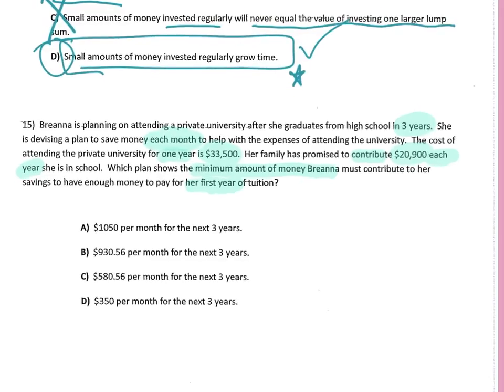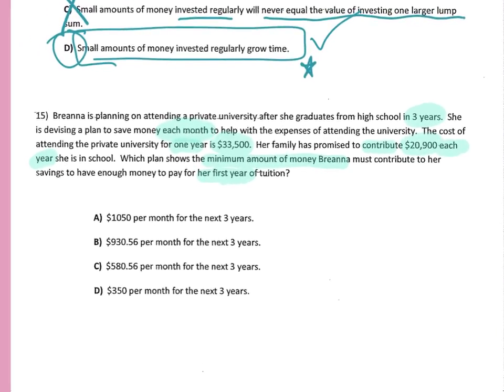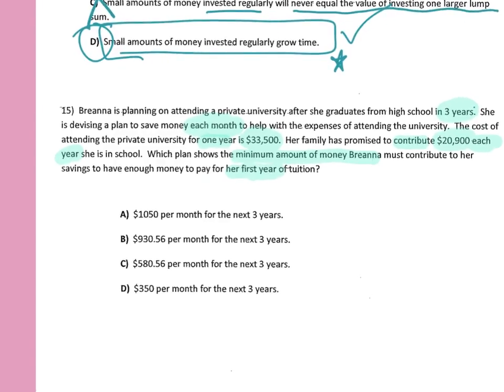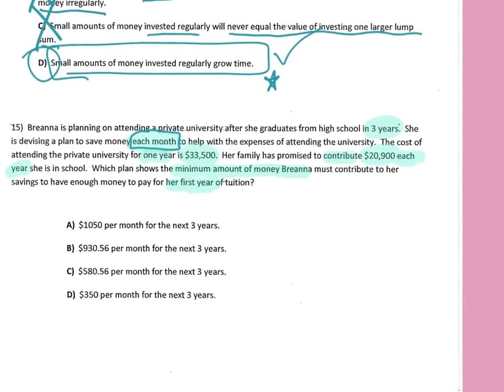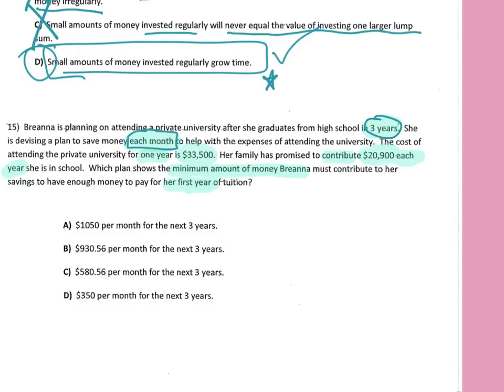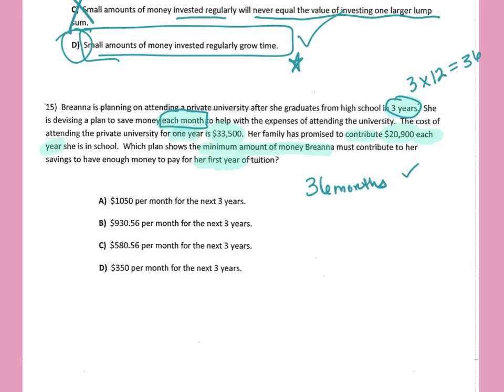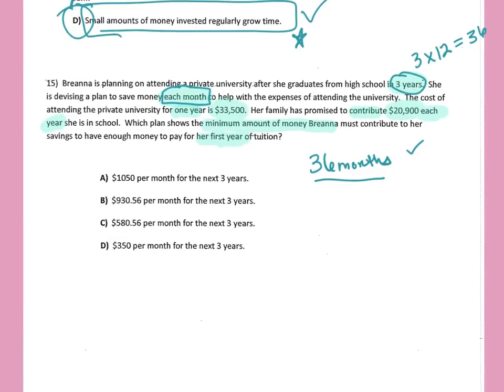So first thing, she's going to graduate in 3 years, okay? But it's asking how much she can contribute each month. How much can she pay each month or save each month? So first things first, turn that 3 years into months, since that's really what we're looking at. So multiply that 3 times 12. So she's got 36 months to save this money, okay? So that's step 1. Step 2, figure out how much money she's got to save. So then we can figure out how much per month she's going to owe.